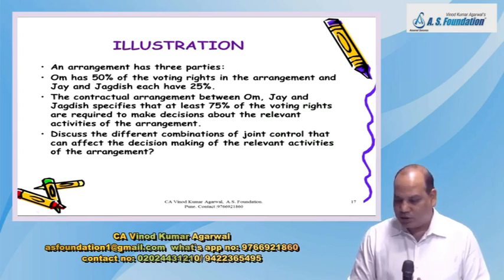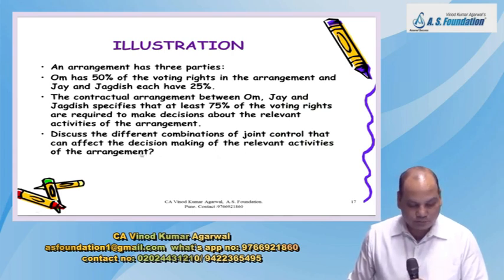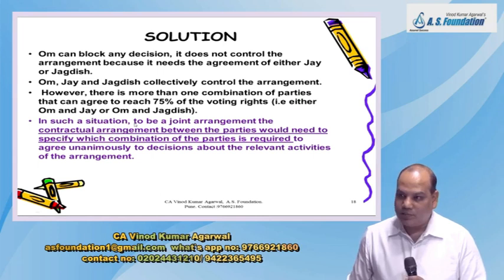Now there are 2 combinations possible to achieve that 75%. Discuss the different combinations of joint control that can affect the decision making of the relevant activities of the joint arrangement. So what are the different combinations that can help us to achieve the decision making? Om and Jai, Om and Jagdish. But whether this will be a joint arrangement or not depends on the agreement.